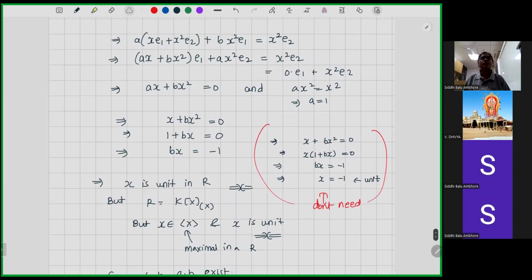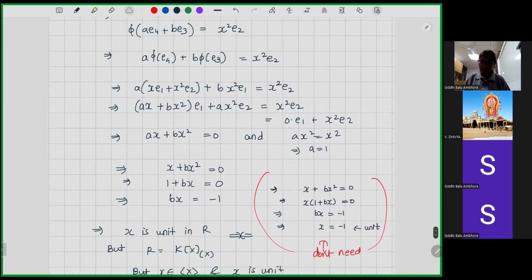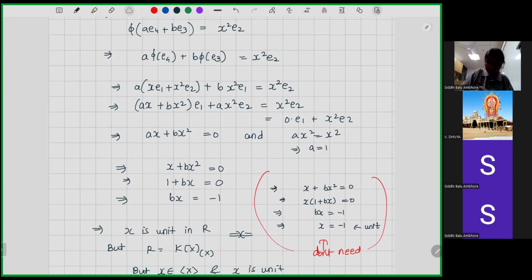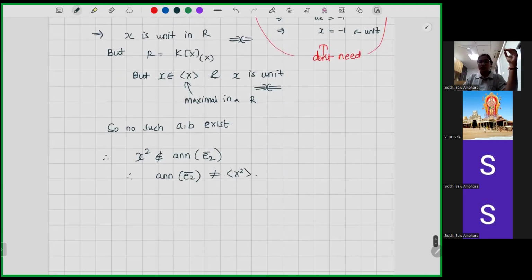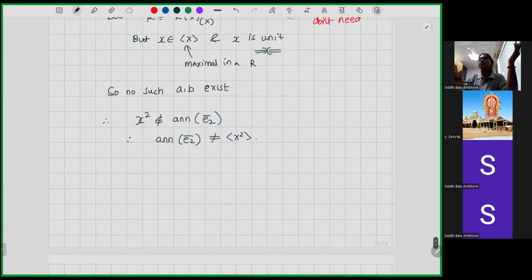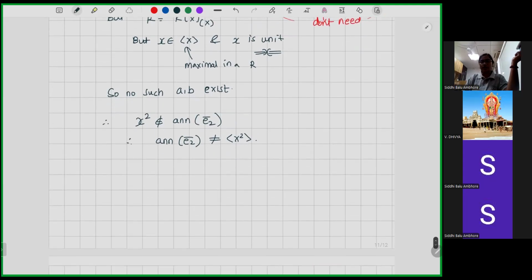And yes, is this okay now? A is equal to 1 implies. So Bx becomes -1, so x still becomes a unit, and again, x is in the maximal ideal. So x cannot be a unit, and no such a, b must exist in that case. And therefore, x square is not an annihilator, and that's why it can't be the ideal generated by x square.